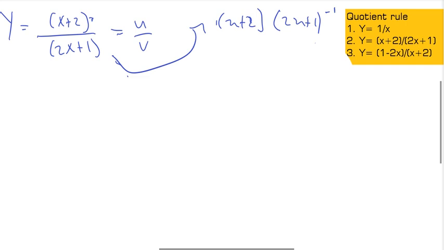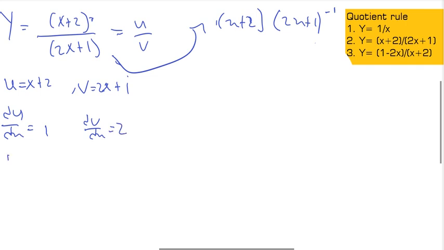But okay, so we have u equal to x plus 2 and v equal to 2x plus 1. So I have du dx equal to 1, dv dx equal to 2. Now let's apply our formula, dy dx. Let me just put the formula here. So we have v du dx minus u dv dx over v squared.